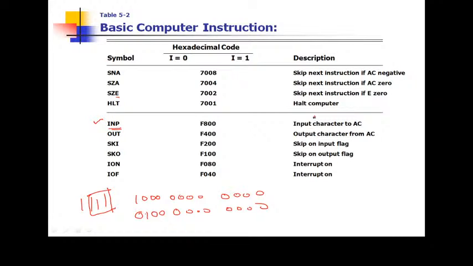So this is all about the various different instructions which are classified into three different categories. The first one is memory reference, second one is register reference, third one is IO instructions. So next week we will take up another important topic.